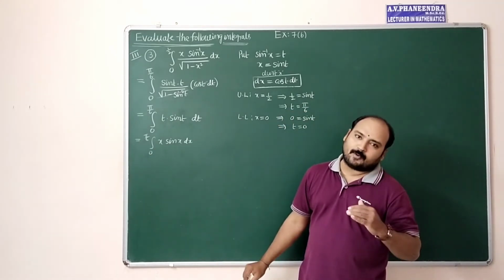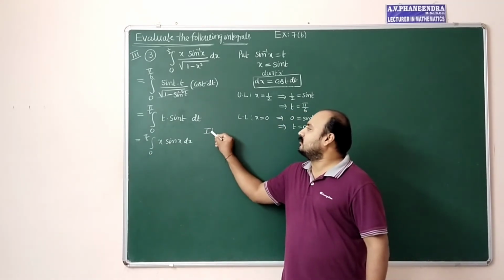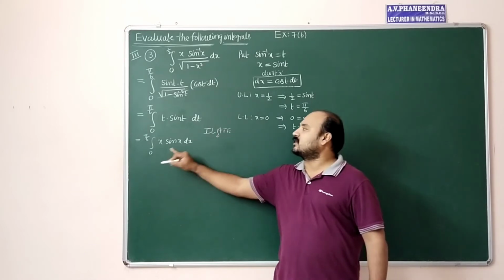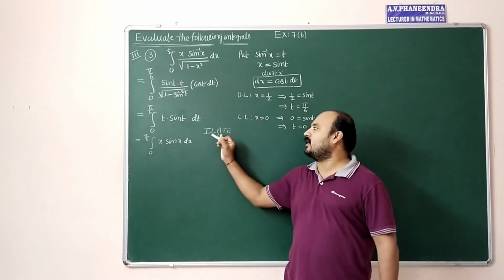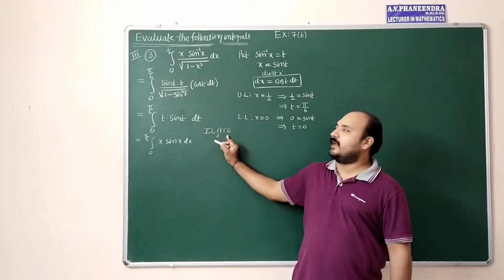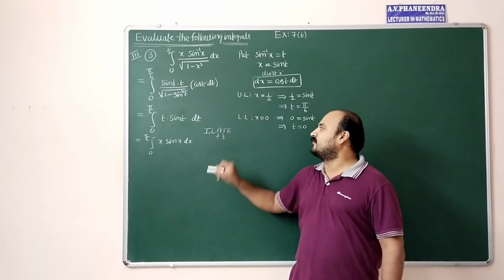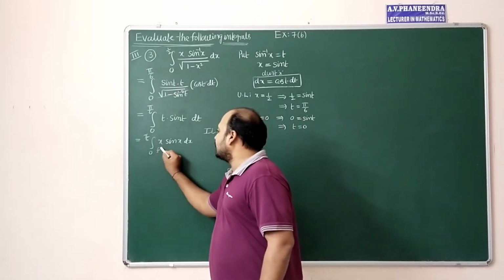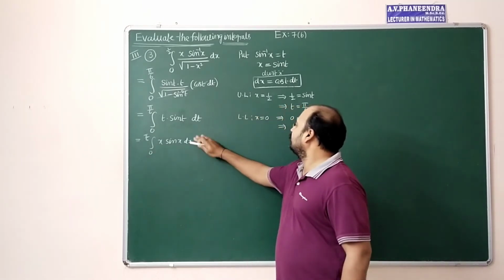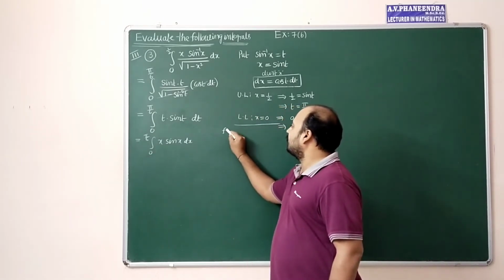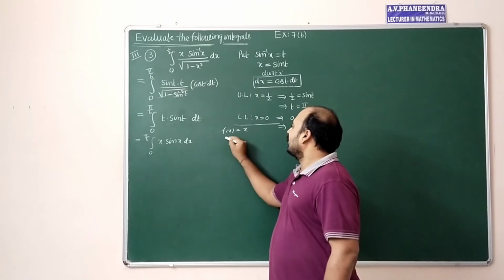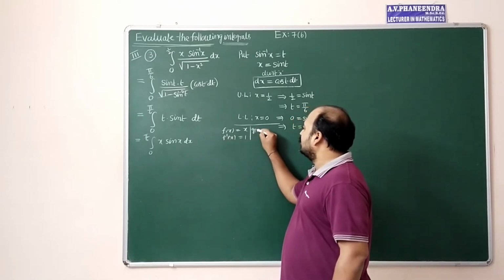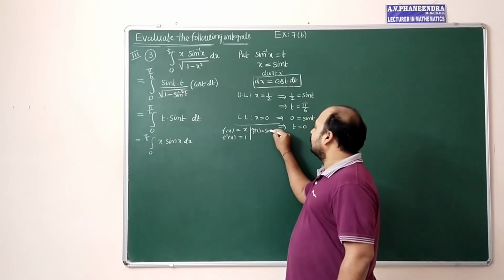By using the ILATE property, trigonometry is coming second, algebraic is coming first. So x is belonging to algebraic, sin x is belonging to trigonometry. Therefore this is the second function, this is the first function. So this is f of x, this is g of x. F of x, for those who are having doubts, f of x is equal to x, f dash of x is equal to 1, and g of x is equal to sin x.